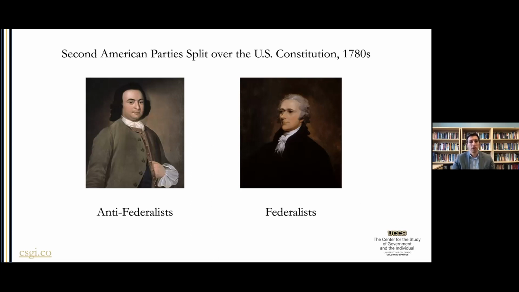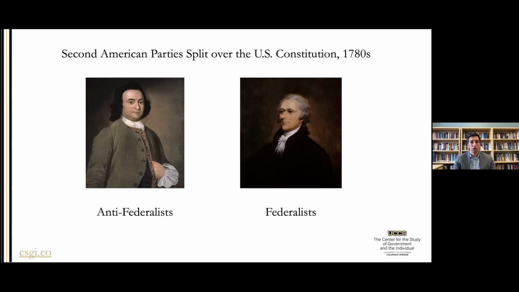So on the left there, you have famous anti-Federalist George Mason. He was actually one of the delegates at the Philadelphia Convention who refused to sign the Constitution and worked against its ratification. And on the right, you have one of the most famous Federalists, Alexander Hamilton, who is now once again famous in American popular culture because of the hit Broadway production.